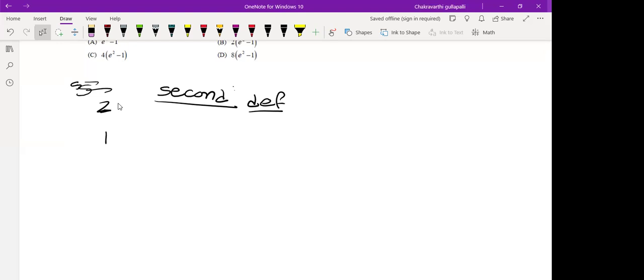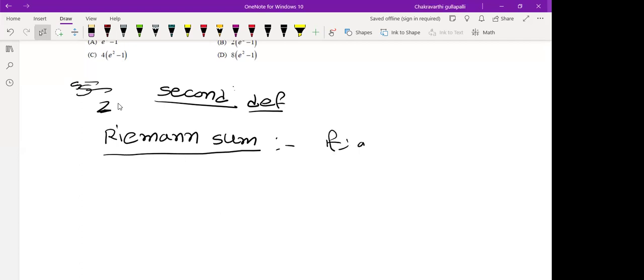According to the second definition, we have to follow a sum called the Riemann sum. Earlier we saw the Darboux sum and the Riemann lower integral and upper integral. But now this is what is called the Riemann sum. What we have seen earlier was the Darboux sum. The Riemann sum is defined for f from [a, b] to R, and all those conditions are the same. P is any partition of [a, b].